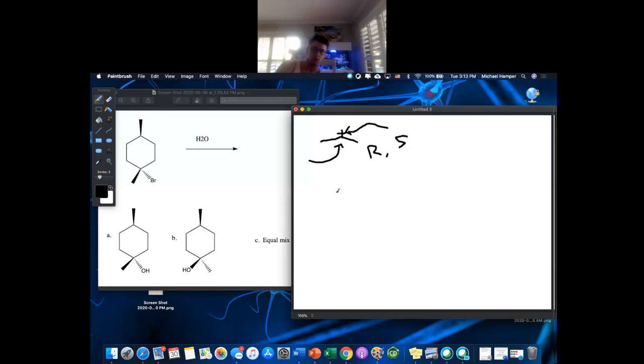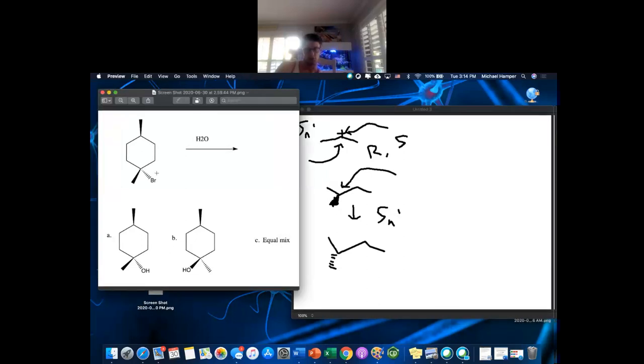SN2 is only attacking from the back. So what was wedged, if you're attacking from the back, your new product will have the opposite stereochemistry, and it's only one product. So in SN2, you only have one product. In SN1, you have both R and S.